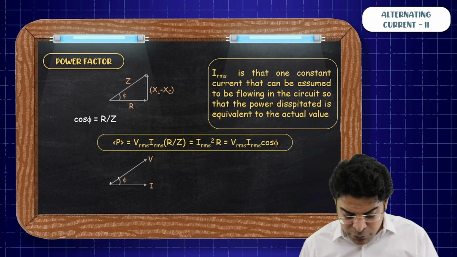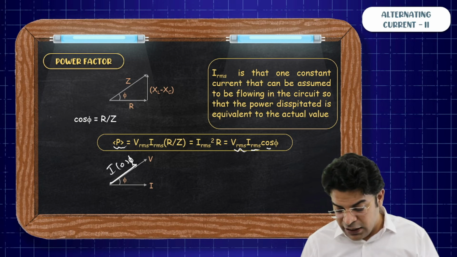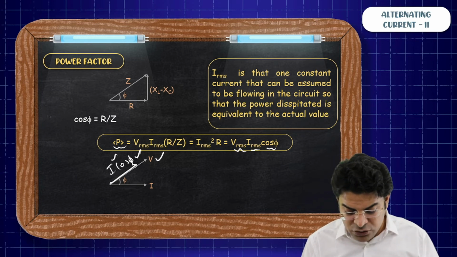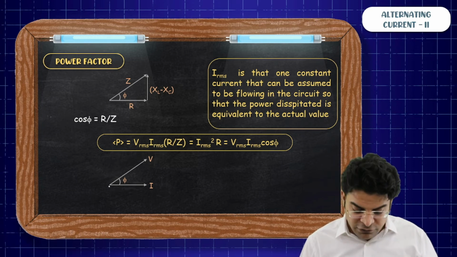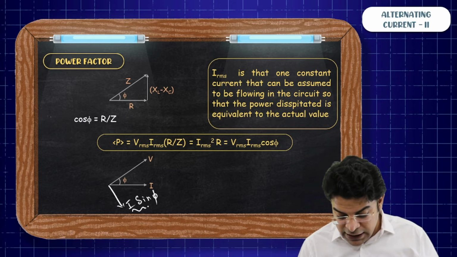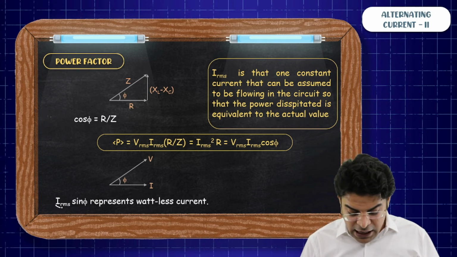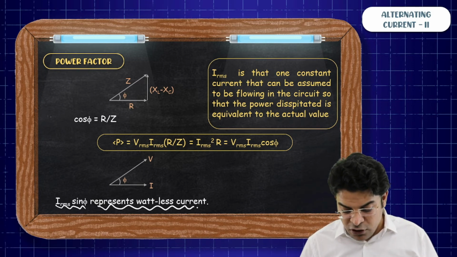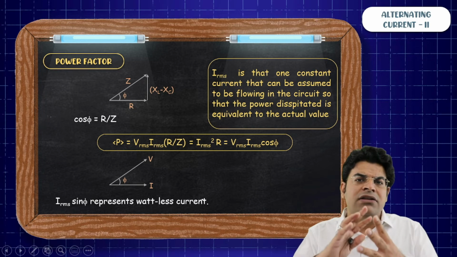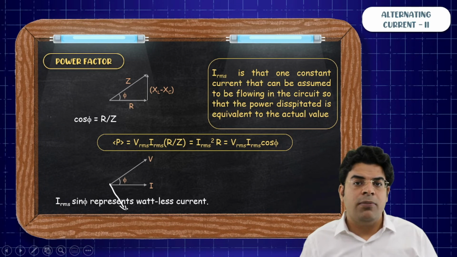There is one component of this current, which is I cos phi, that creates the power loss, Vrms Irms cos phi. And there is one more component of this current because of which we do not get any power loss. Hence, this current is called the wattless current. So you will say that Irms sin phi represents the wattless current. It is kind of the component of the current perpendicular to the phase of the potential.